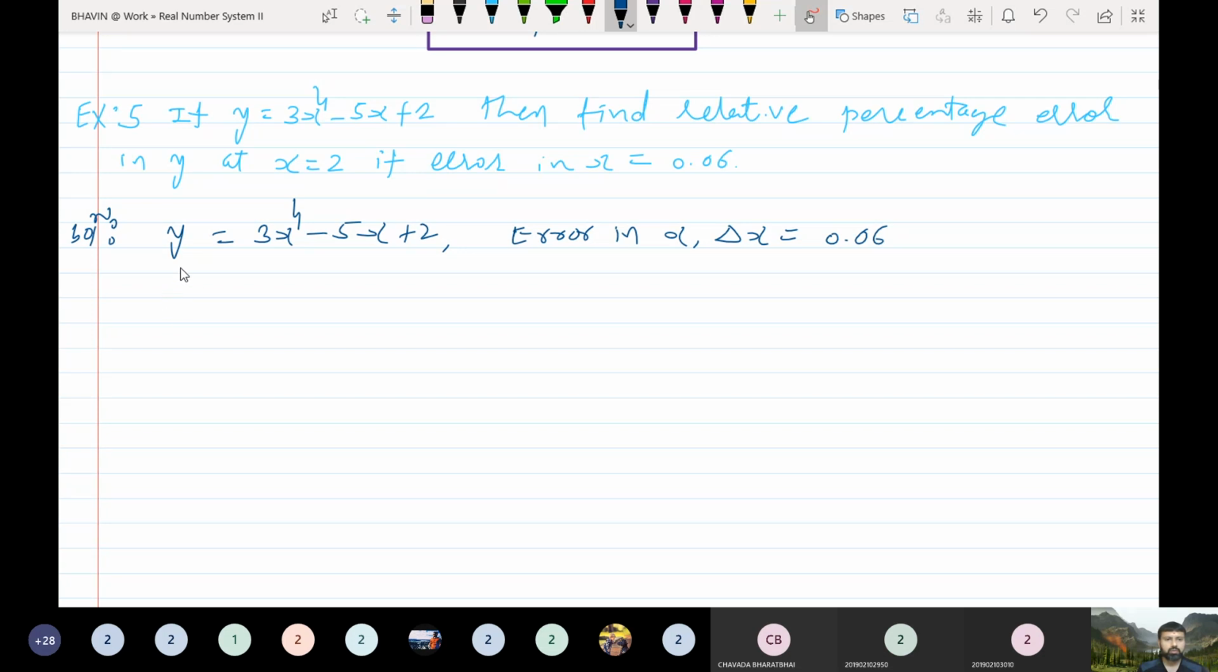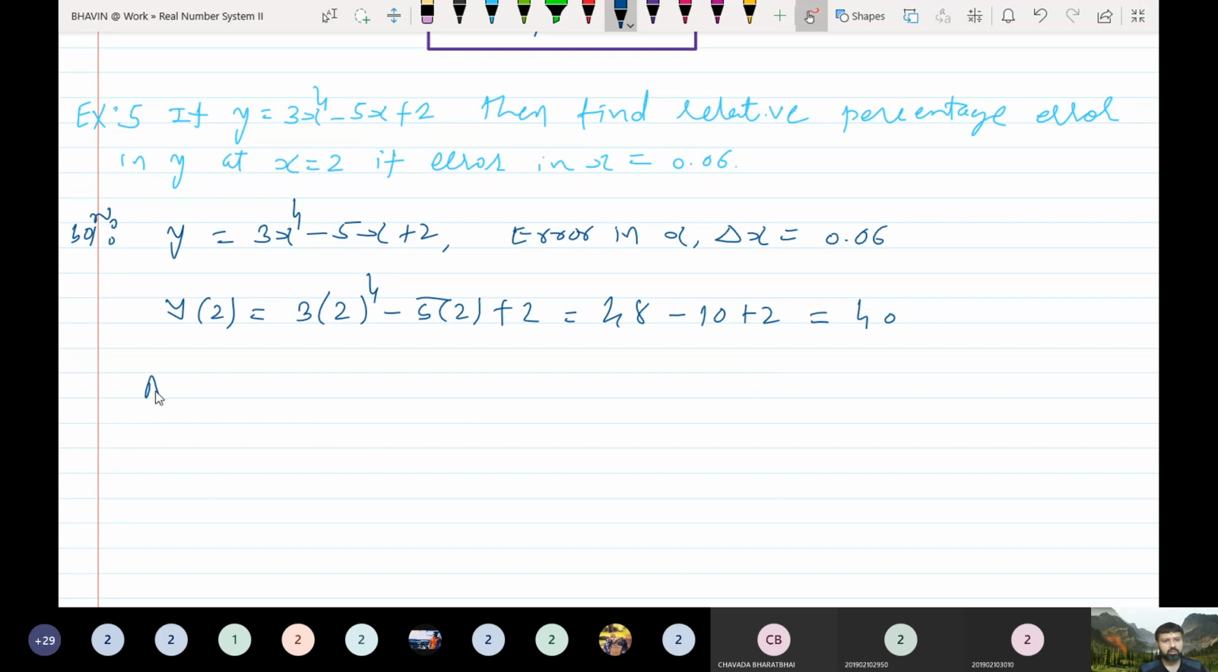First of all, let me find the true value of y at x equal to 2. So y of 2 is 3 into 2 raised to 4, this is 48, minus 10 plus 2. So this is 40. Clear?